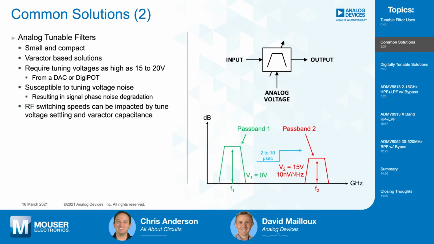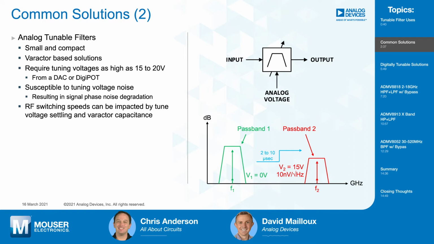Another solution is analog tunable filters. They're small and compact. They're varactor-based solutions. Because it is varactor-based, it usually requires a high voltage, either 15 to 20 volts. And that's typically coming from a DAC or a digipot. And because the varactor is a nonlinear device, it's susceptible to the noise coming from the DAC. And this results in a phase noise degradation. It effectively phase modulates the signal of interest going through the filter.